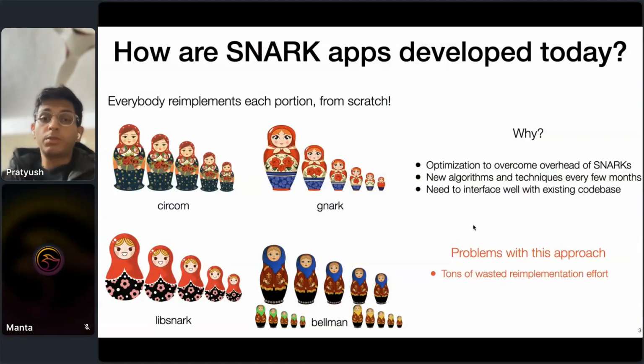So the first problem is that this leads to a ton of wasted re-implementation effort, right? All these optimizations are just scattered across different libraries, and they are not shared. So maybe if we combined all the optimizations from all the libraries in one place, then you'd possibly get the fastest SNARK provers out there, right?